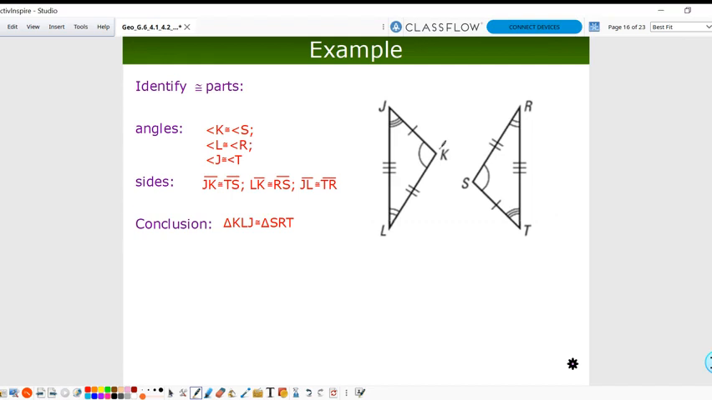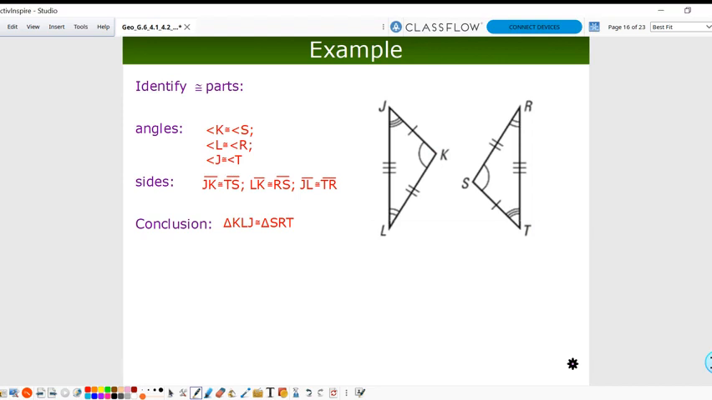So if I go from K to L, I'm going from one arc to two arcs. Over here, I have to do the same, S to R. And in that order, I went from one angle marking to two angle markings. If I then go from angle L to angle J, that's the same as side R to side T. And lastly, J to K, T to S.